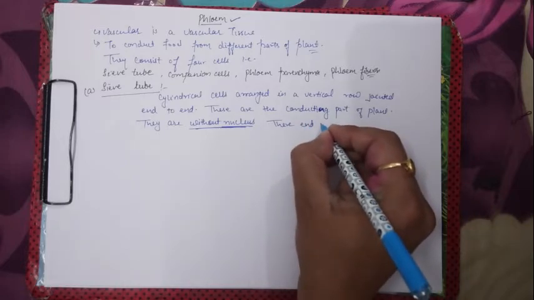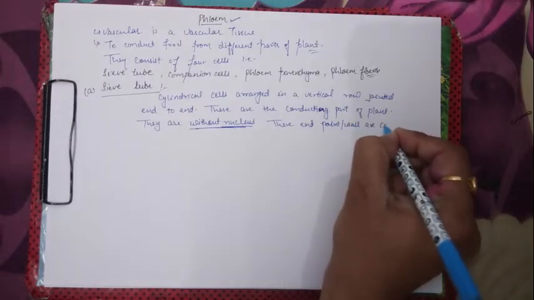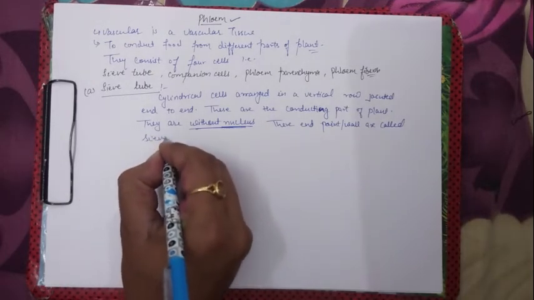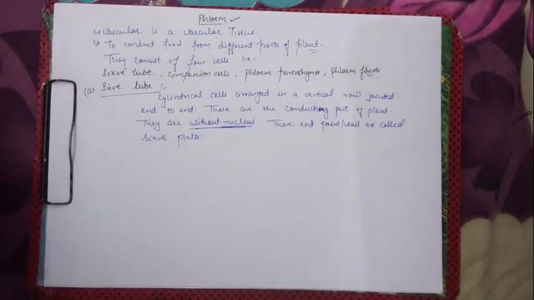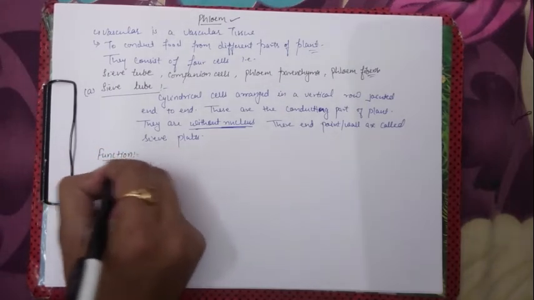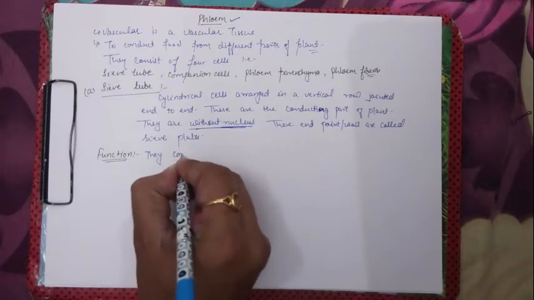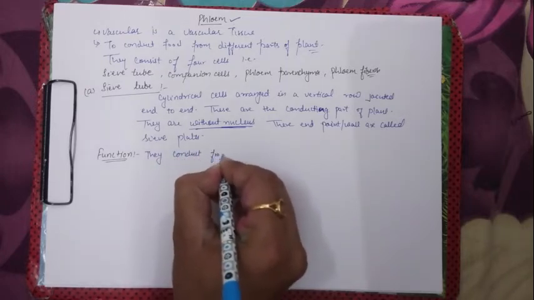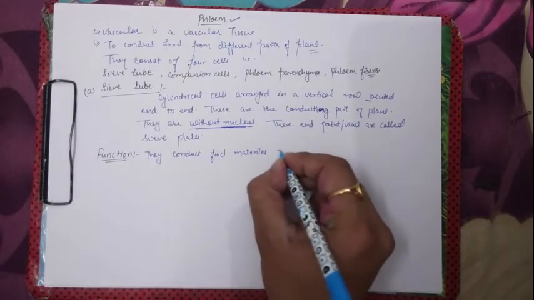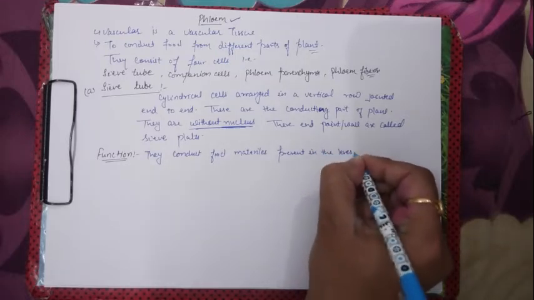Their end wall is called sieve plates. Function: they conduct food materials present in the leaves.